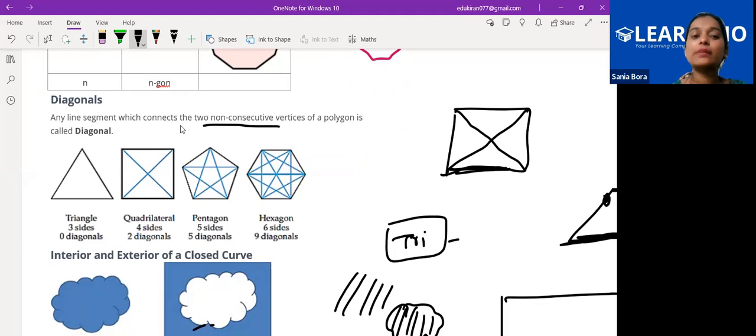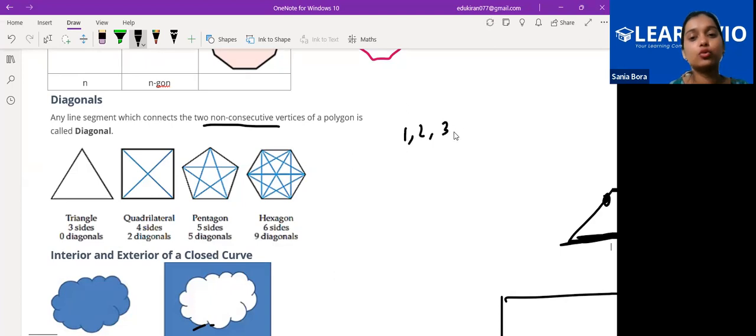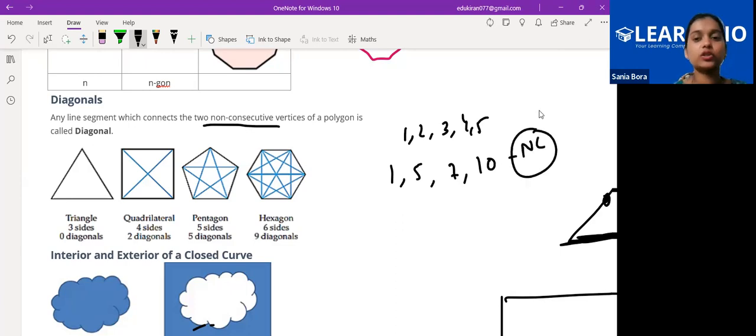Then diagonal. A diagonal is any line segment which connects two non-consecutive vertices of a polygon, right? So first of all, what are consecutive and what are non-consecutive things? Consecutive are basically one after another, like 1, 2, 3, 4, 5, coming one after another. But if I take 1, 5, 7, 10, they are not coming one after another, so they are non-consecutive. So you people got to know what is consecutive and what is non-consecutive.